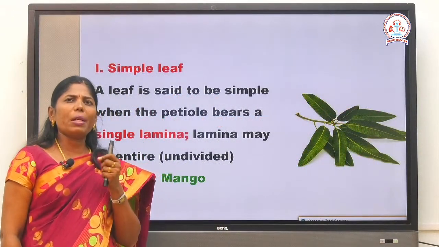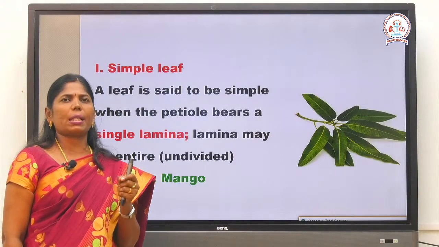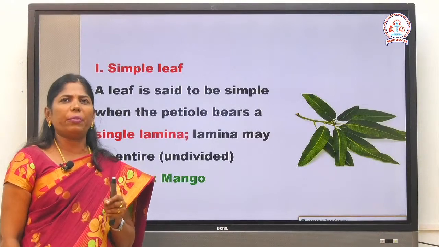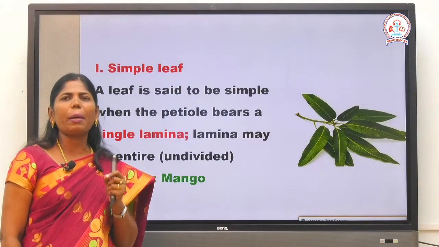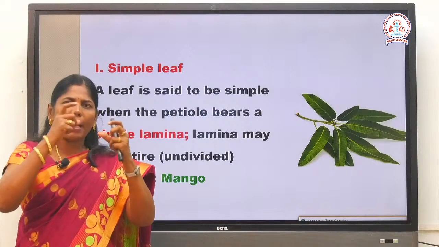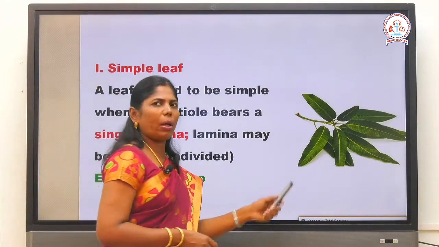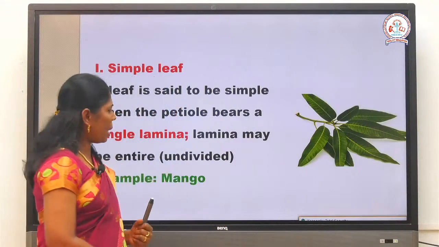Okay, a node that gives rise to a single leaf is considered a simple leaf. When one leaf comes from a node, it is called a simple leaf. It consists of a single lamina. The lamina is entire, that is, not divided. Mango leaves are an example of that.